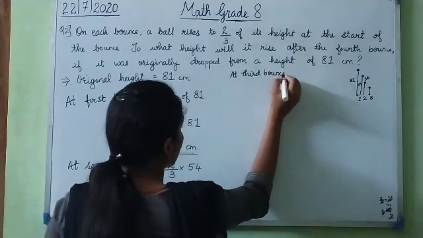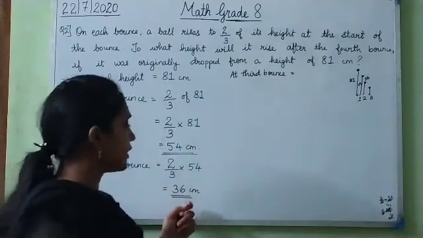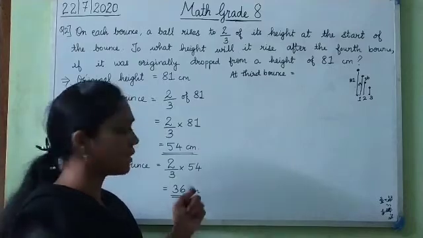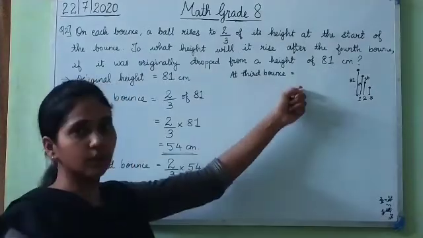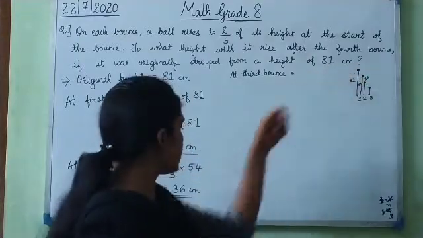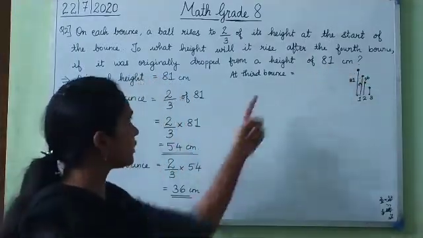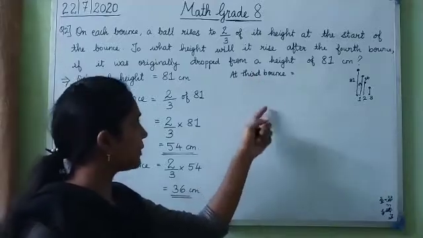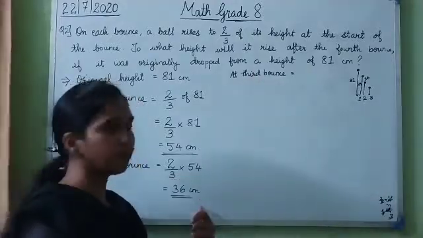So at the third bounce, what will be the height? This 36 centimeters will be the height for the third bounce, right? Because it is now falling from a height of 36 centimeters. So after the third bounce, it will rise to a height of 2/3 of 36.